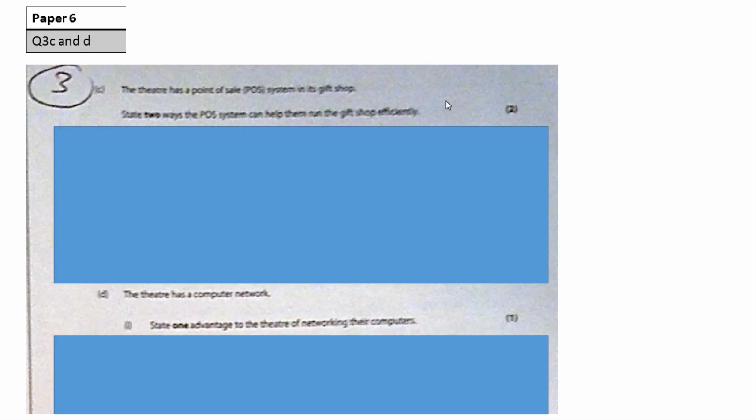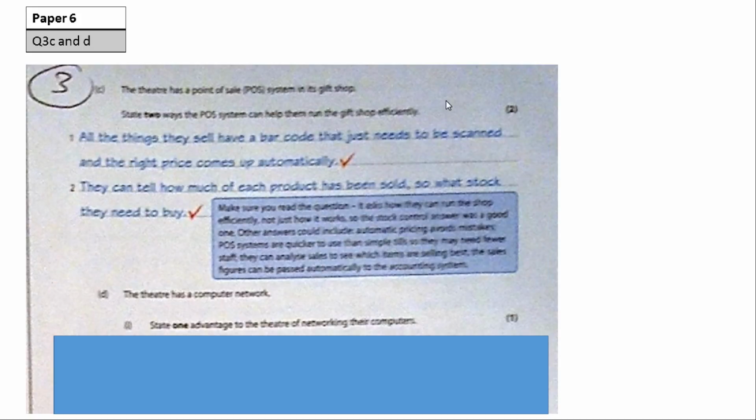The theatre has a point of sale system in the gift shops. So basically a till. It's called POS or EPOS. State 2 ways the POS system can help them run the gift shop efficiently. Well, that's pretty easy. All the things that they need to sell, the barcode, it's all scanned, and the right price comes up. So you scan the item, there's your bag of sweets. You scan the other item, there's your theatre glasses. So it's all there to help them automatically do things without having to look up prices.